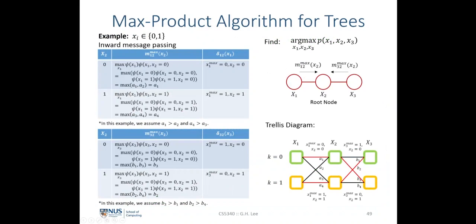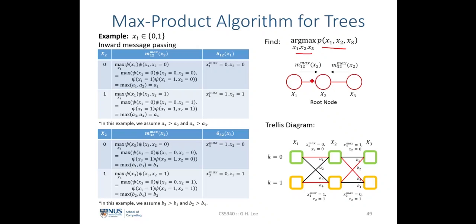Now let's look at a more concrete example to understand the pseudocode in the previous slide. Suppose that we have a simple example which consists of three random variables x1, x2, and x3. What I'm interested in is to find the configuration of x1, x2, and x3 that gives rise to the maximal probability in this joint probability distribution.